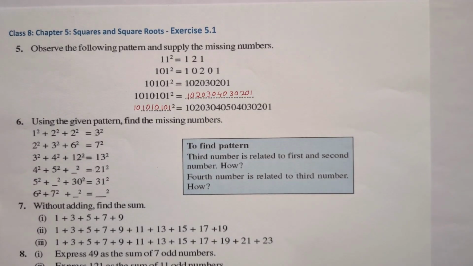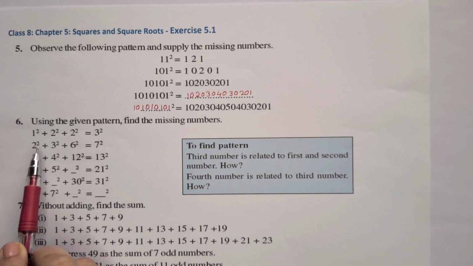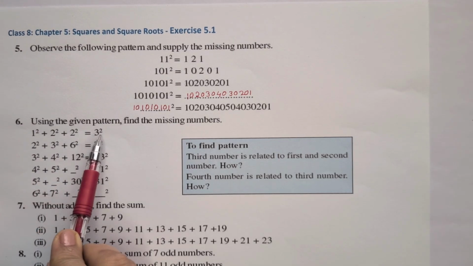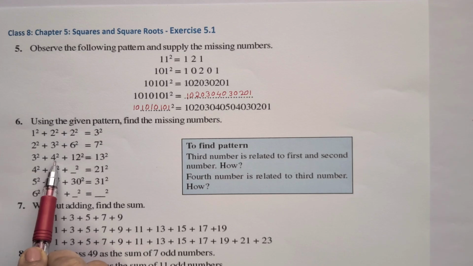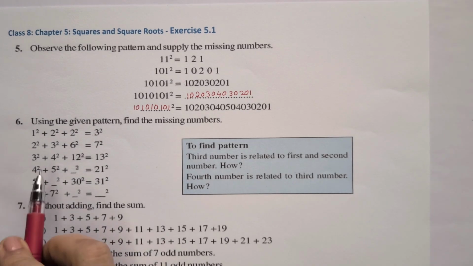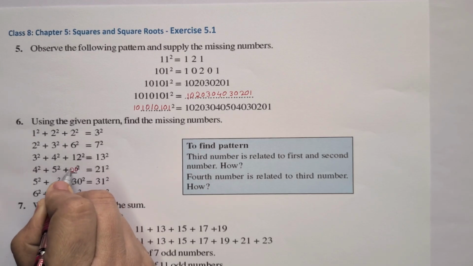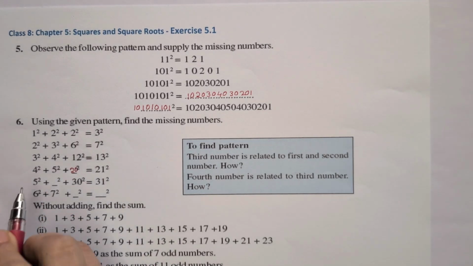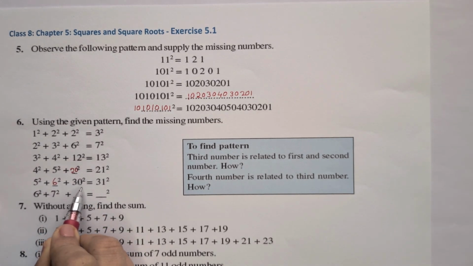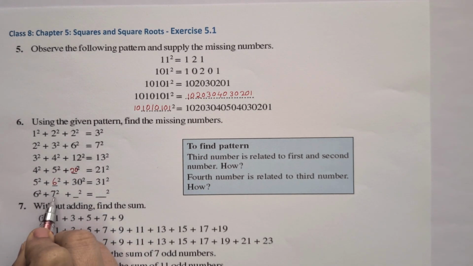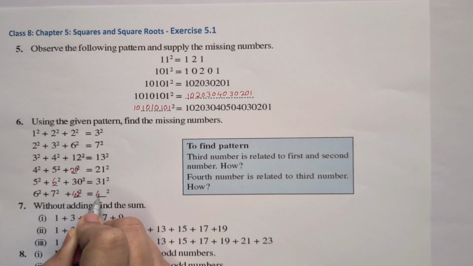Question number 6. Using the given pattern, find the missing numbers. Here 1 into 2 is 2. Next number 3. 2 into 3 is 6. Next number is 7. 3 into 4 is 12. Next number is 13. 4 into 5, here it will come 20. Next number 21. 5 into 6 is 30. Next number 31. 6 into 7 is 42. Next number 43.